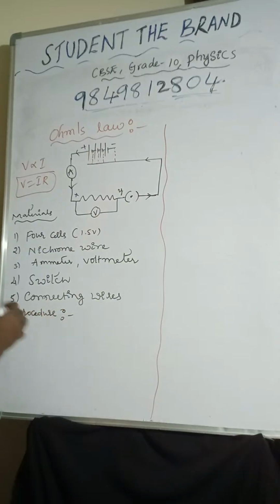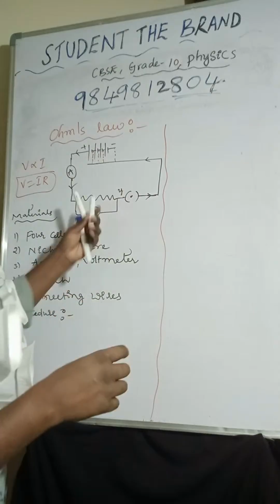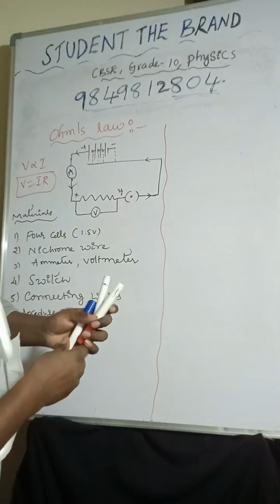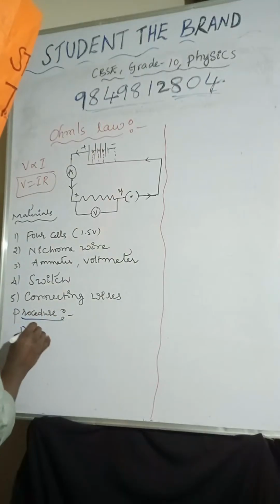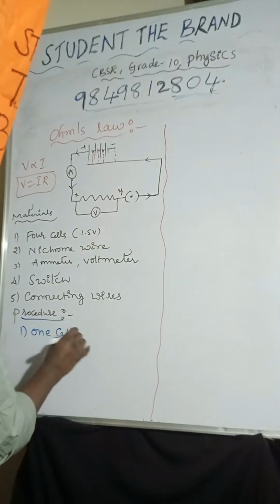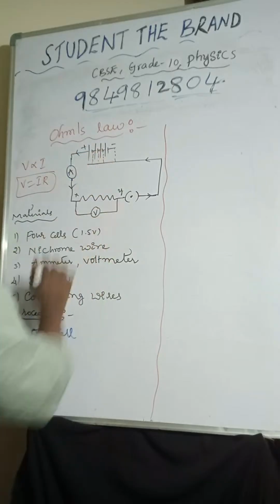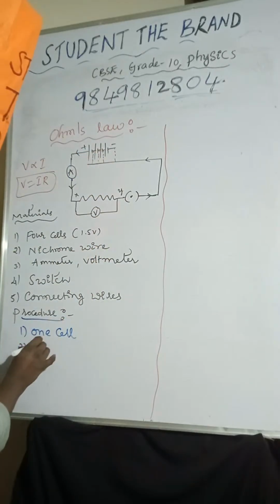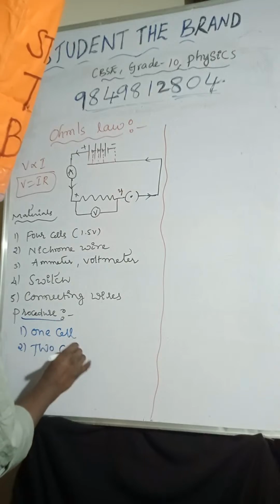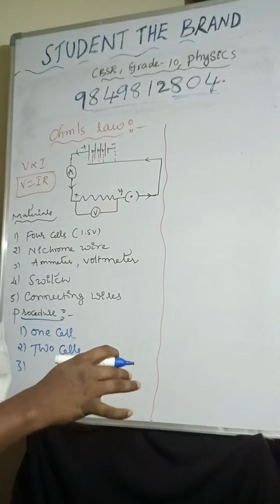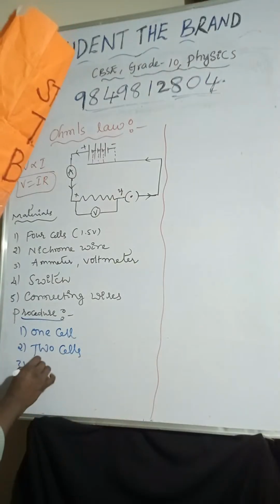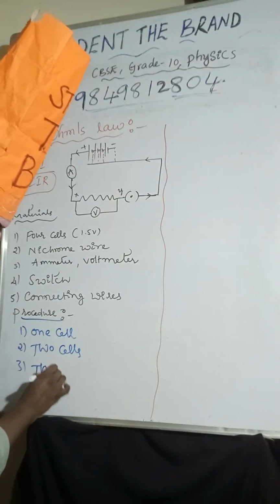So the procedure is: first connect one cell and note down the reading of the ammeter and voltmeter. Next, connect two cells and follow the same process. Note down the reading of the ammeter and voltmeter, and repeat the process for 3 and 4.